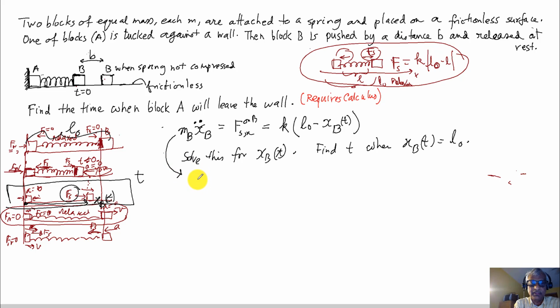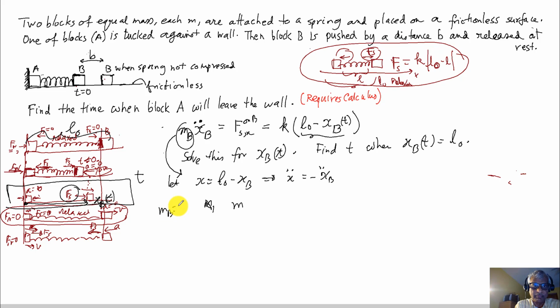Well, let's call x equal to L0 minus xb, and then x double dot equals minus xb double dot. We're going to call them equal masses, so let's call mb just m. So x double dot equals minus x double dot equals k x.